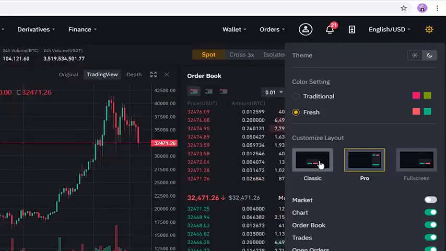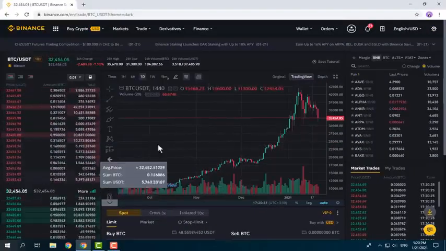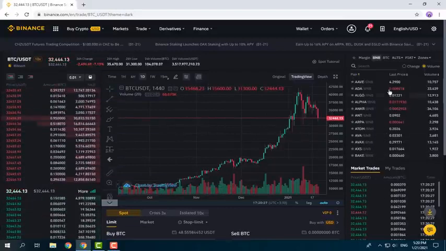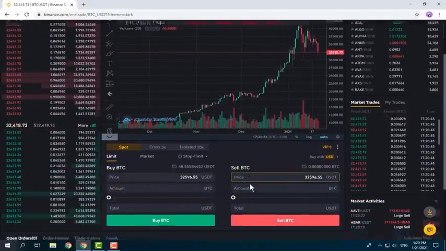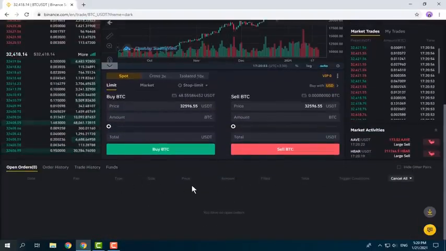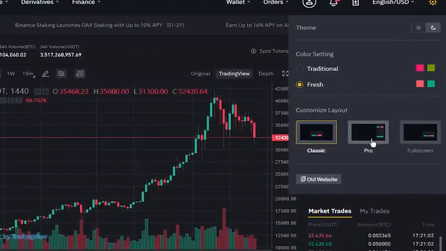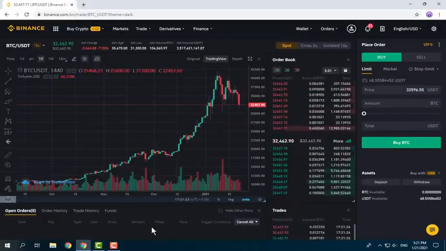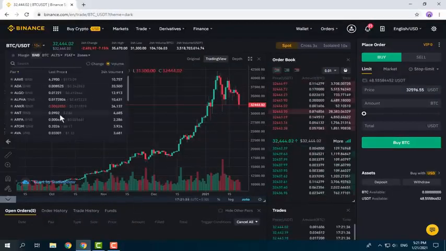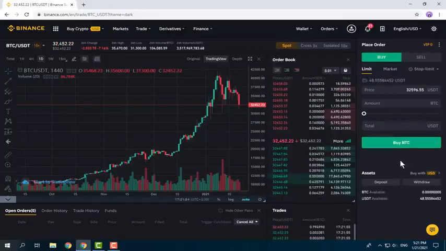By choosing classic, as you can see, the chart is in the middle of the window, the order book is on the left, and the pairs and the market trades are here on the right. You can place buy or sell orders here below the chart, and you can manage your trades here below everything. By choosing the pro or advanced layout, you see that the chart is on the left, and below that you can manage your trades, and you can access the pairs here above the chart, the order book and trades here in the middle, and you can place buy or sell orders here on the right side of the window.